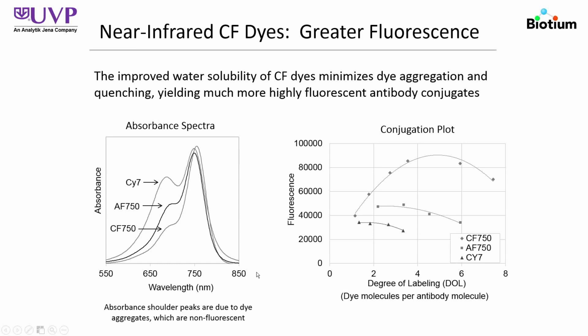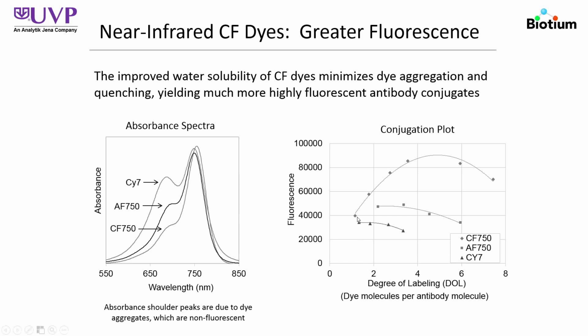And this translates into brighter antibody conjugates, shown here in this graph. It's called a conjugation plot, and it's how we compare the brightness of different antibody conjugates. What's graphed is the fluorescence of antibody conjugates that are conjugated to different numbers of dyes per antibody, or different degrees of labeling. For example, here we're comparing antibody conjugates with 2 dyes, 4 dyes, or 6 dyes per antibody molecule.